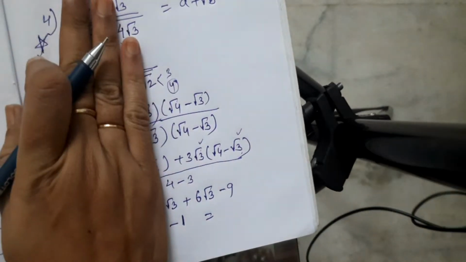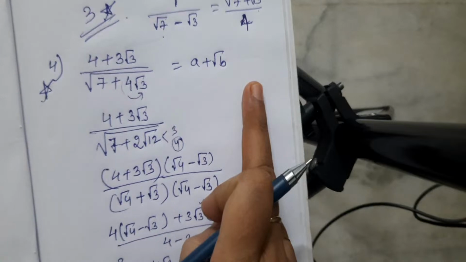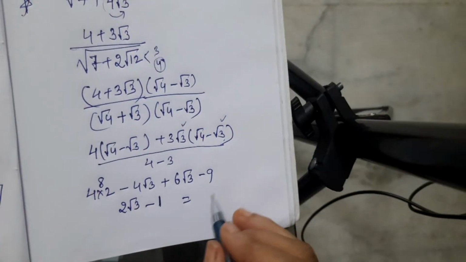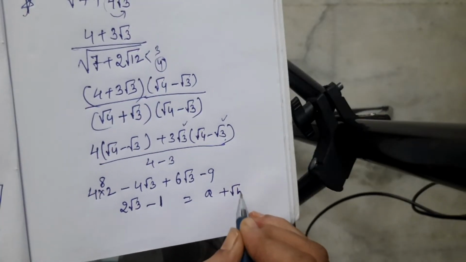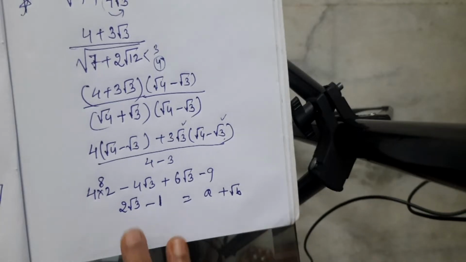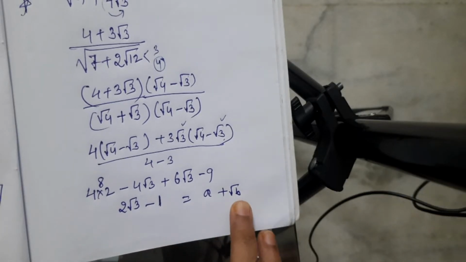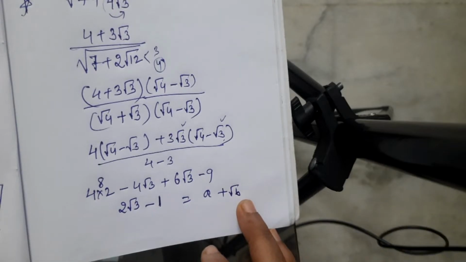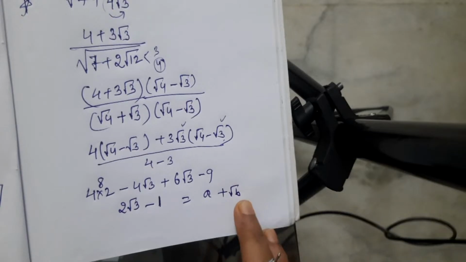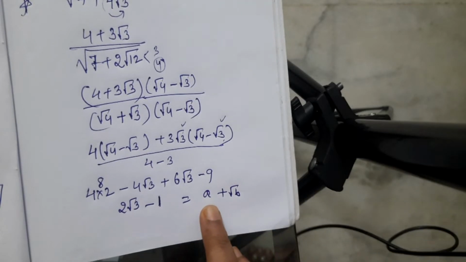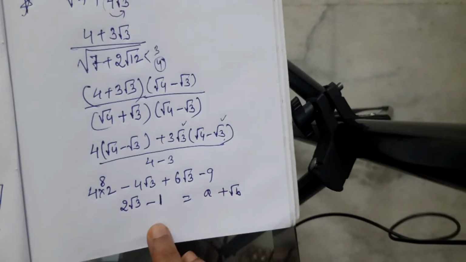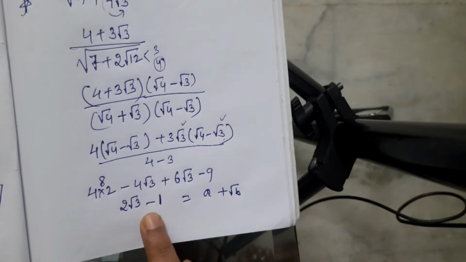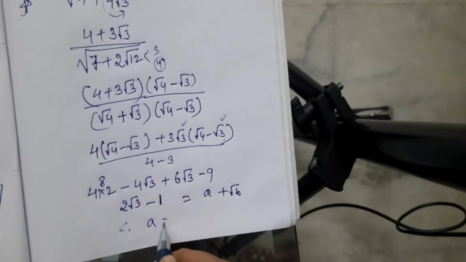This whole thing is equal to a + √b, so we need to compare. So we'll write this thing is equal to a + √b. Now compare them. In the question it is given √b. We need to find the values of a and b. First, a is without root, so a will be minus 1. You need to compare in that way. A is nothing but minus 1, as that number is without root. Therefore, a is minus 1.